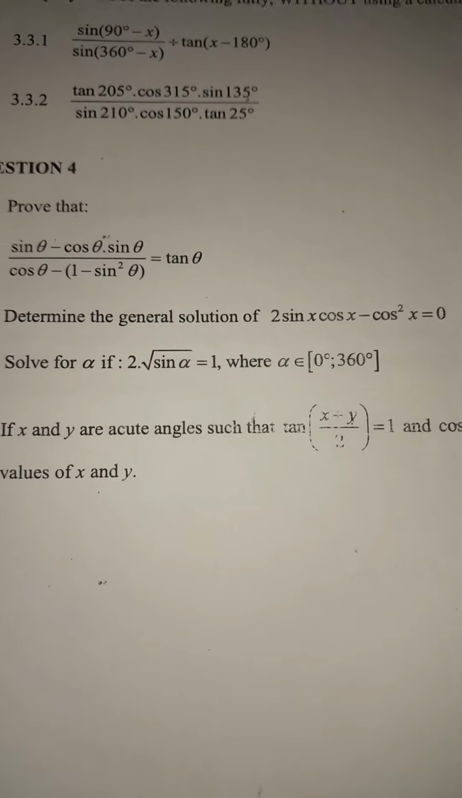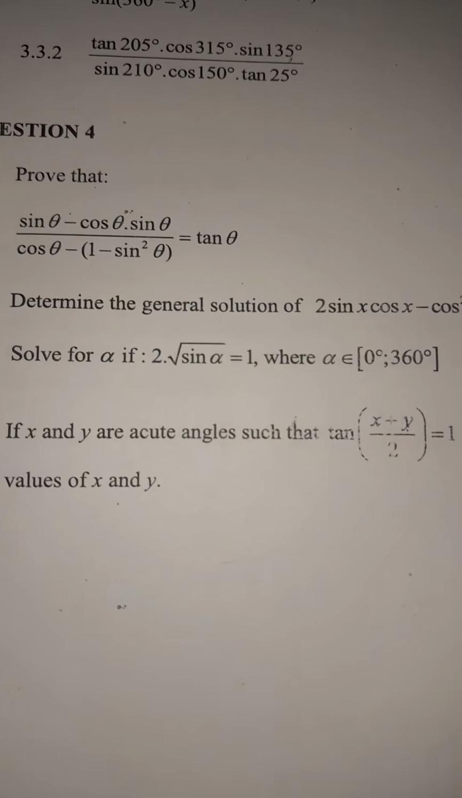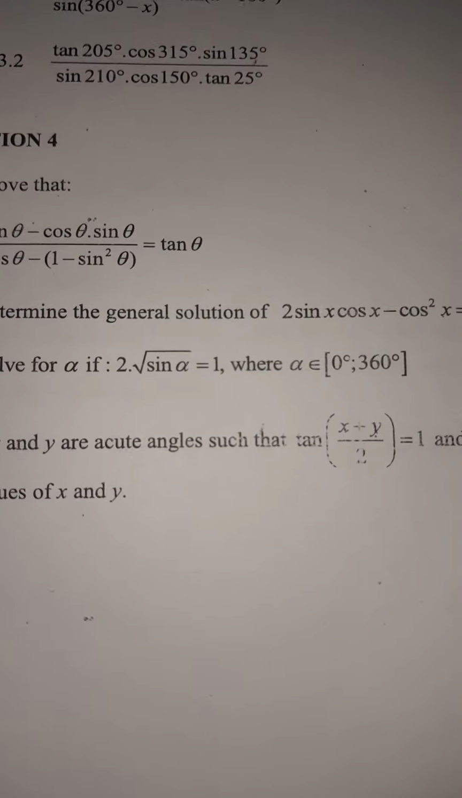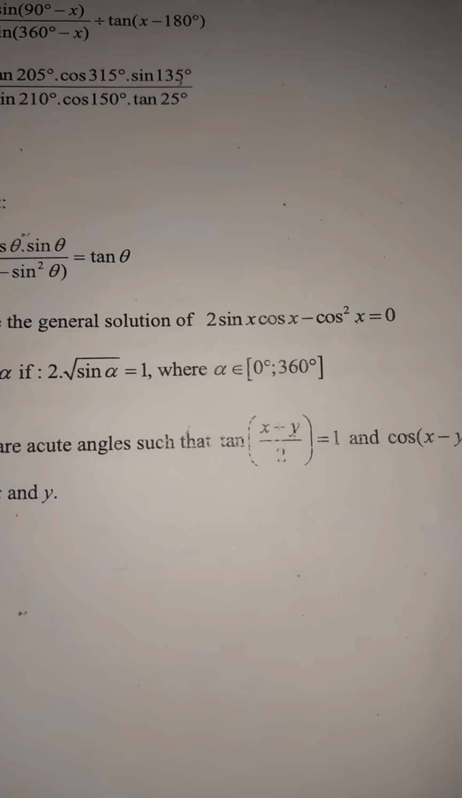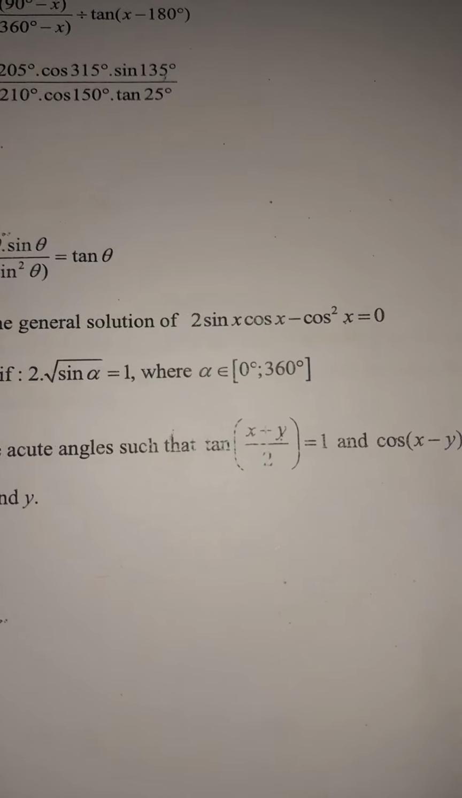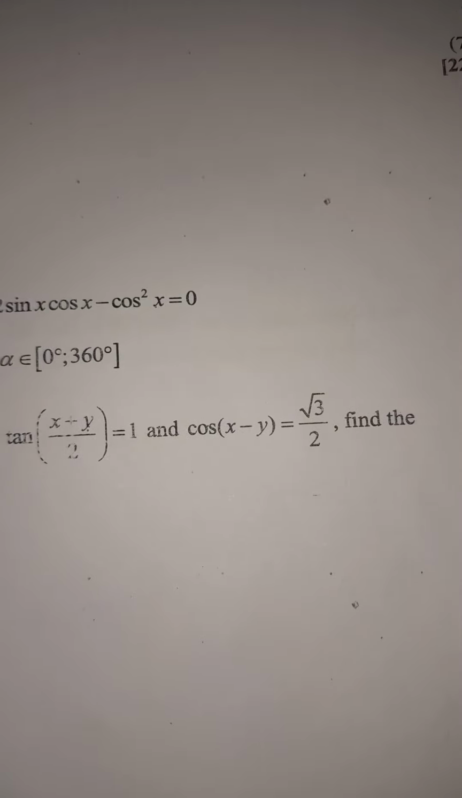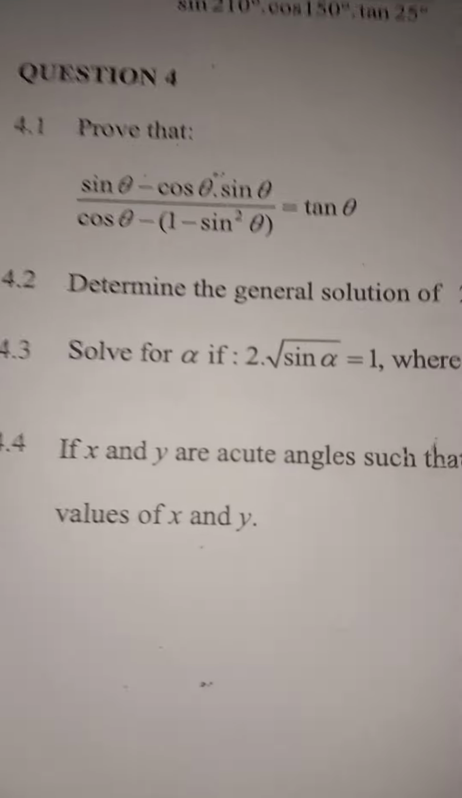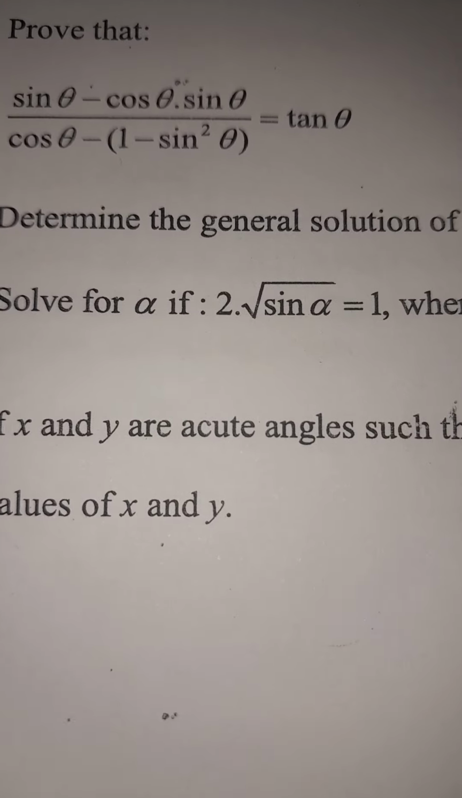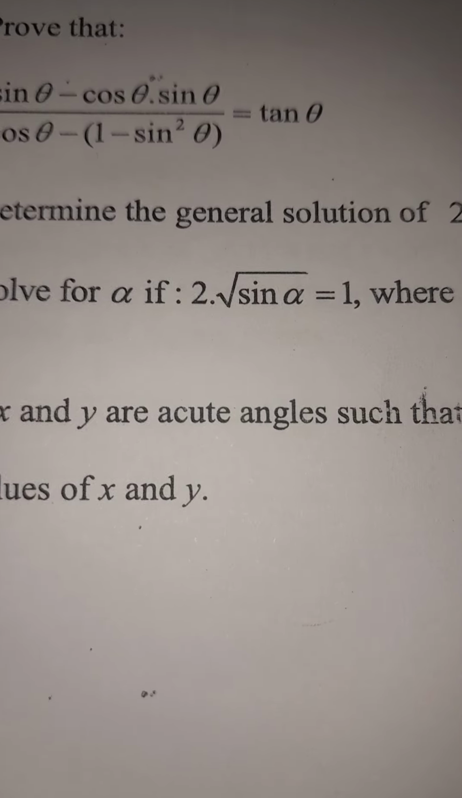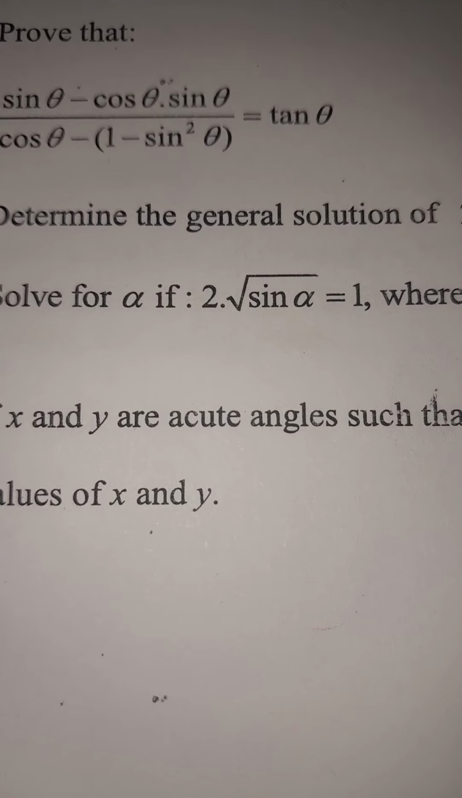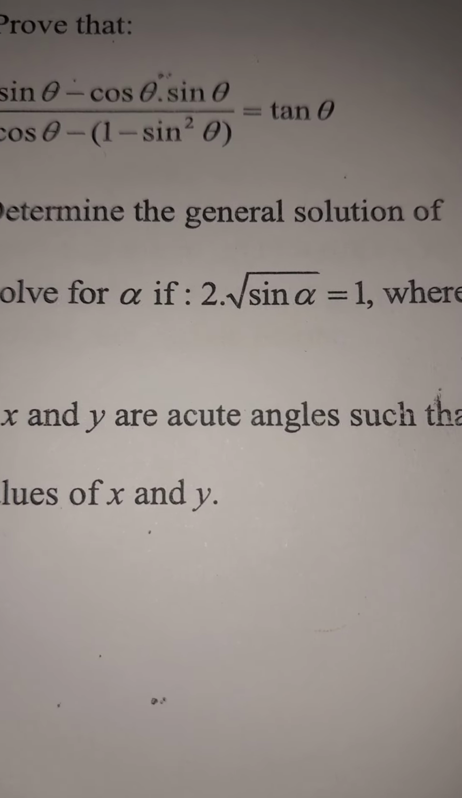Now we are going to our last question, which is 4.4. If x and y are acute angles such that tan of (x plus y) divided by 2 is equal to 1 and cos of (x minus y) is equal to √3 all over 2, find the values of x and y. This reminds us of simultaneous equations. So in this case, we have to have two equations, right? Let's put this into practice.